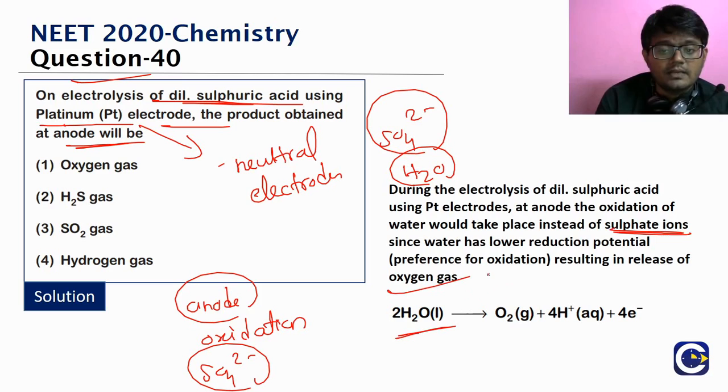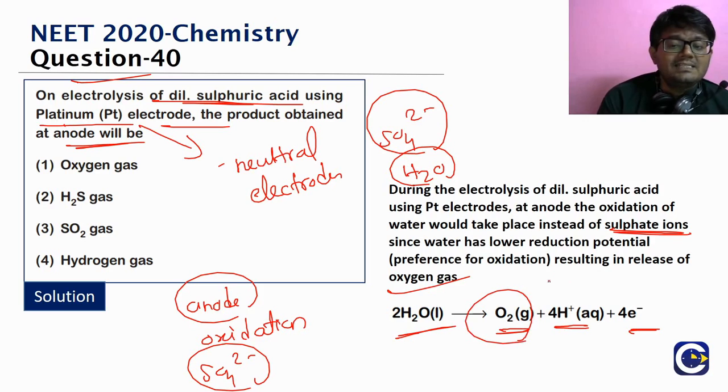This we can look at in the standard reduction potential series also. And what would happen as a result of it? When water is undergoing oxidation, it will release oxygen gas and H plus ions, and of course electrons, because it is what? Oxidation, losing electrons. So what is the gas that is released at the anode? It is the oxygen gas.